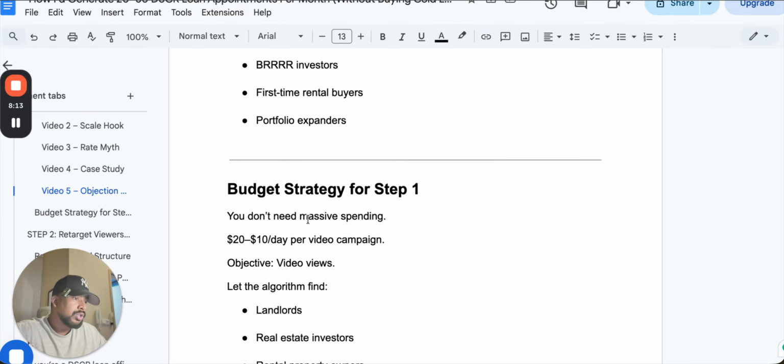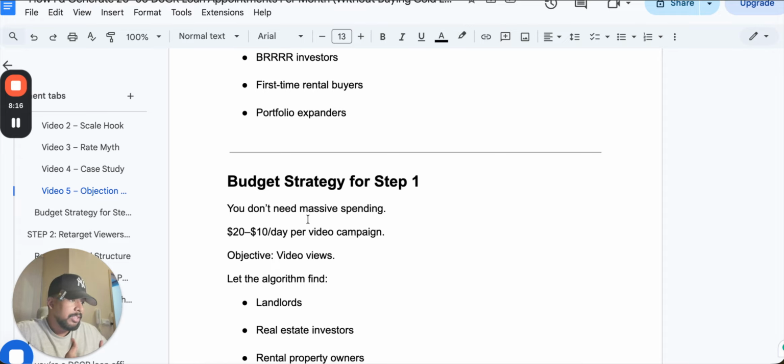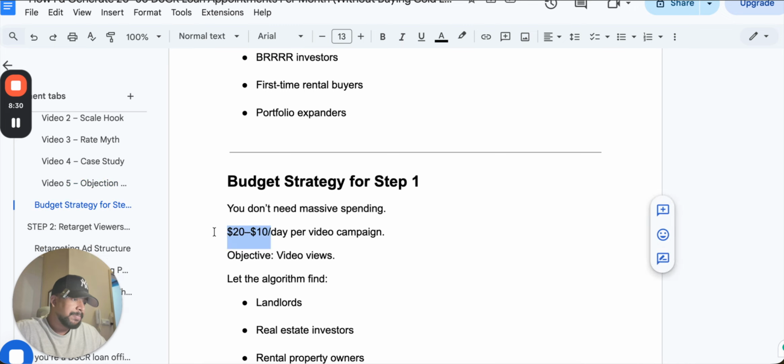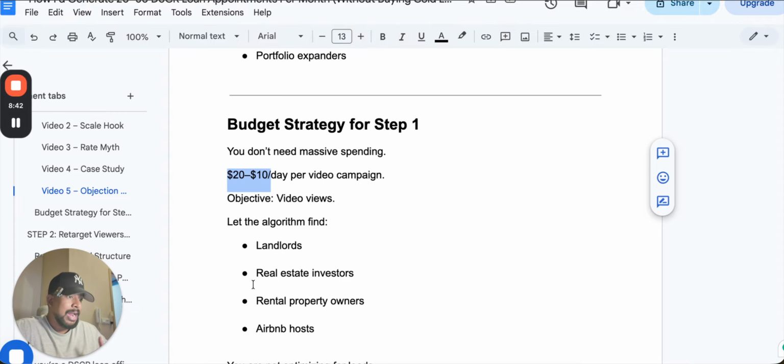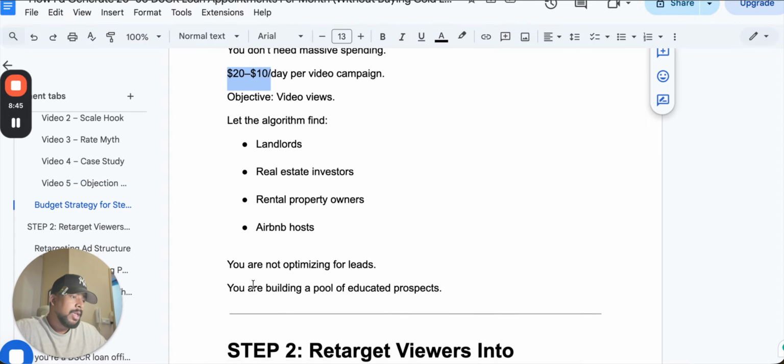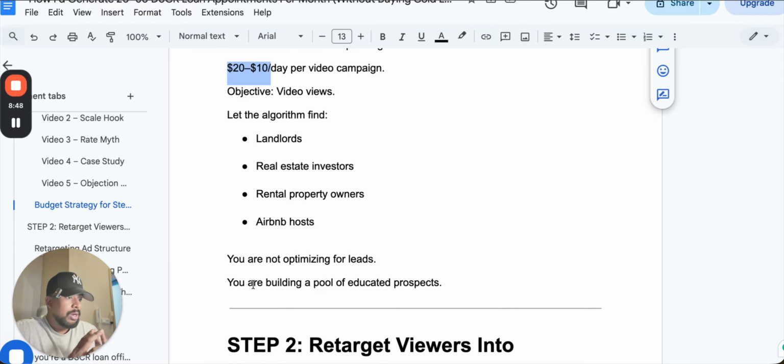Number 3 over here, which we're going to focus on right now, is how much you should spend in the first step. How much should the budget be in strategy number 1? You don't need massive spending, because running video views ads is very dirt cheap. Just focus on spending 10 to 20 bucks per day in ad spend. The objective would simply be video views, to collect as many views as possible of the right audience, and let the Meta algo do the magic. Find landlords, investors, property owners, hosts. Again, we are not optimizing for leads. We are building a pool of people who are interested in DSCR and highly intentful borrowers as well.